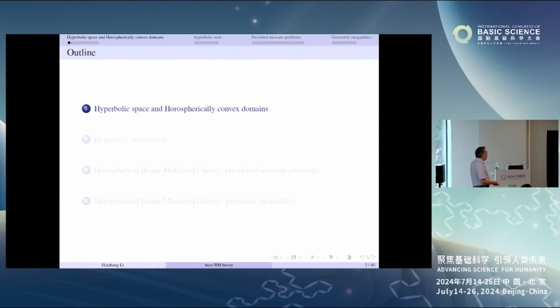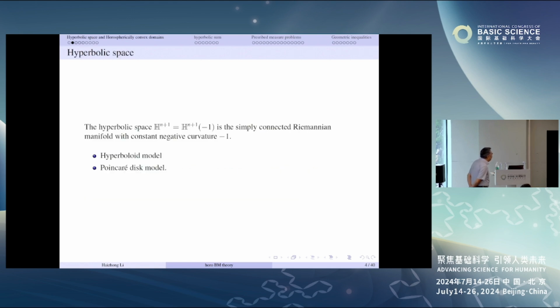Let's begin with section 1. Hyperbolic space, we write H^{n+1}, is a simply connected Riemannian manifold with constant negative curvature minus 1. By comparison, the unit sphere is a simply connected Riemannian manifold with constant curvature 1. But hyperbolic space has constant negative curvature minus 1.